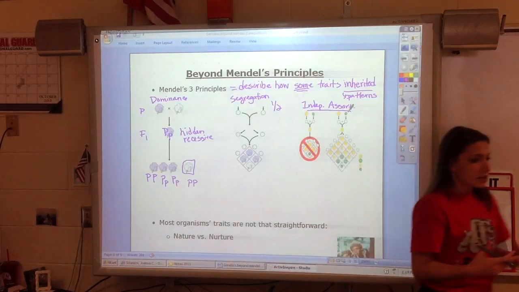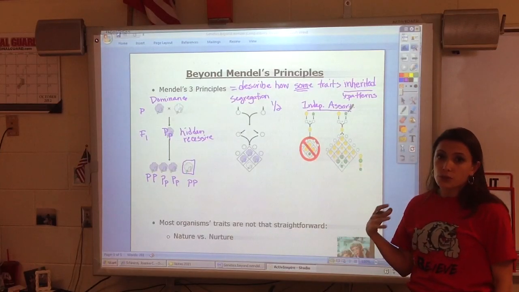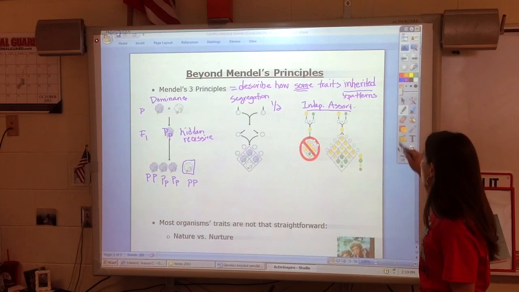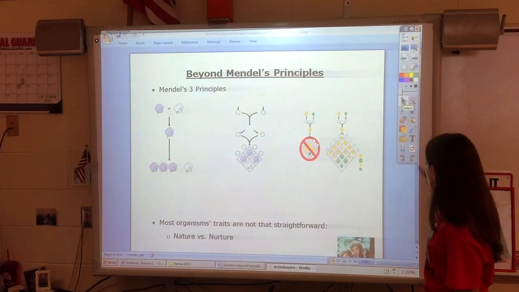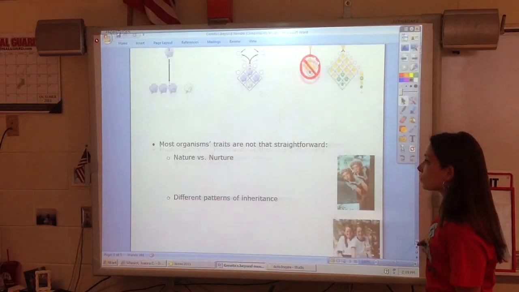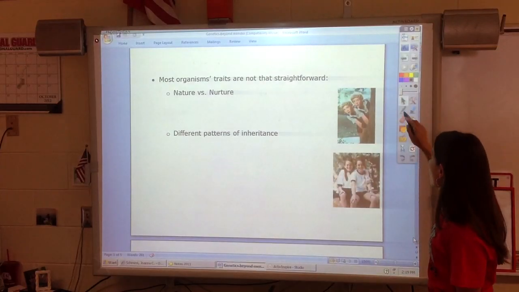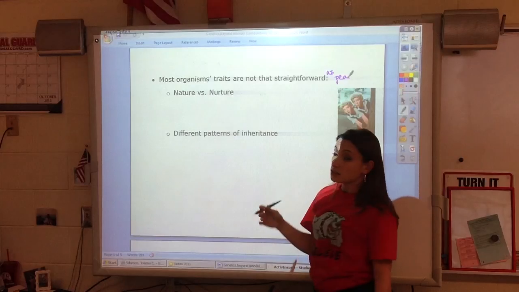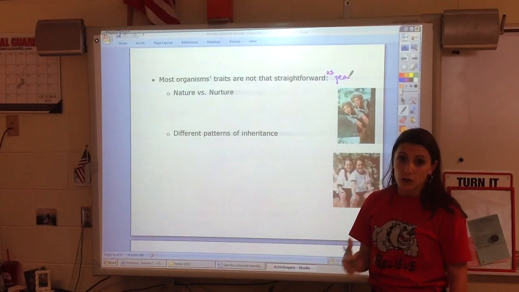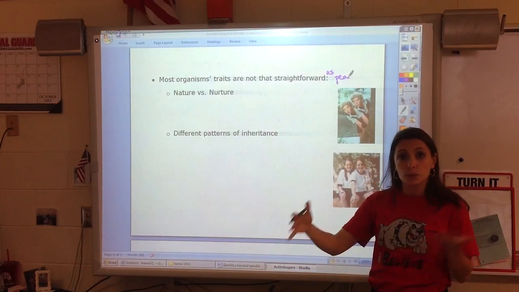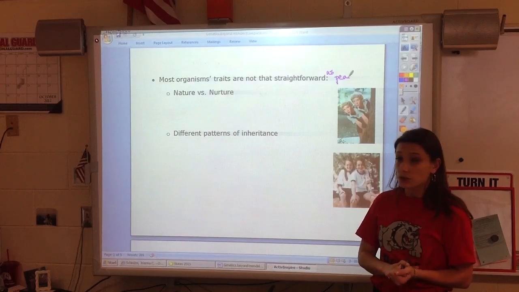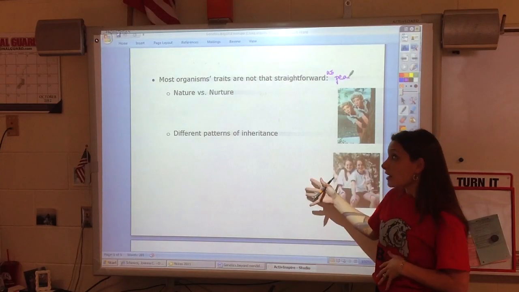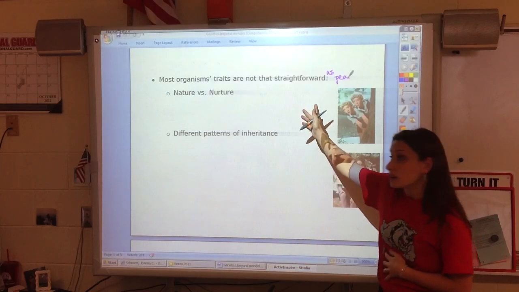But it turns out that more is going to contribute. There are going to be a lot of patterns that aren't as easily explained. So most organism traits are not as straightforward as the pea plant was. The pea plant traits were very straightforward inherited. They followed those principles that Mendel was able to observe. But in a lot of other organisms, we see different patterns, we see other contributing factors.